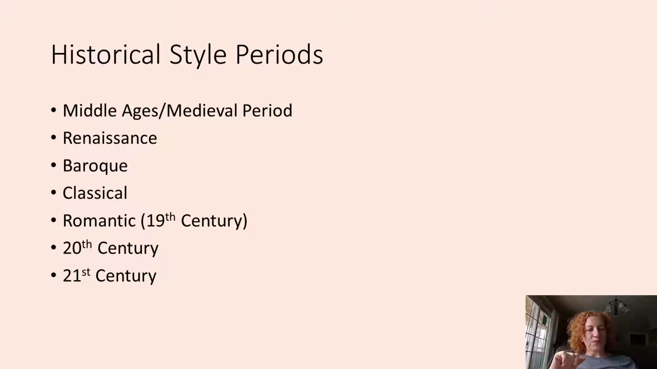So here we go. We've got Middle Ages, or the medieval period, kind of one or the other. We have the Renaissance, Baroque, Classical. We have the Romantic period, which sometimes gets referred to as the 19th century or the Romantic period, either one. We have the 20th century, and now we have the 21st century.